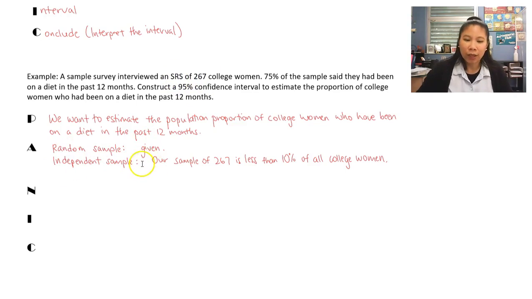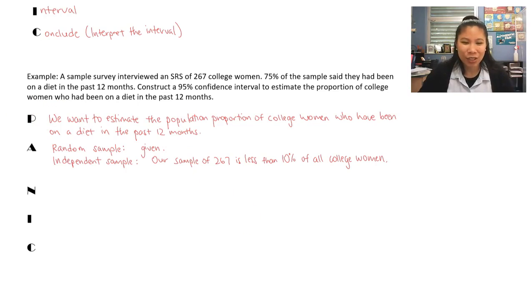Independent sample, we are checking to see that our sample size of 267 is less than 10% of all college women, which makes sense. If 267 is 10%, that would mean you'd have to have more than 2,670 college women in the US. It doesn't say, but yes, for sure, there's definitely more than 2,000 something college women.